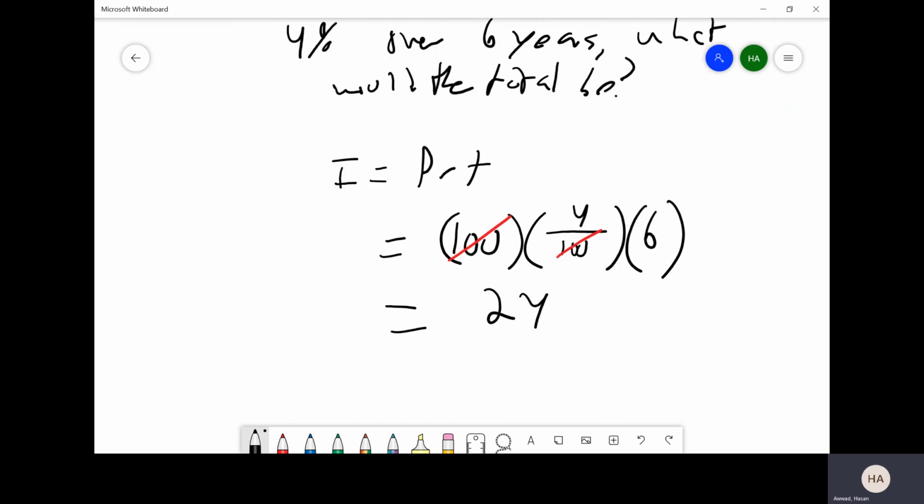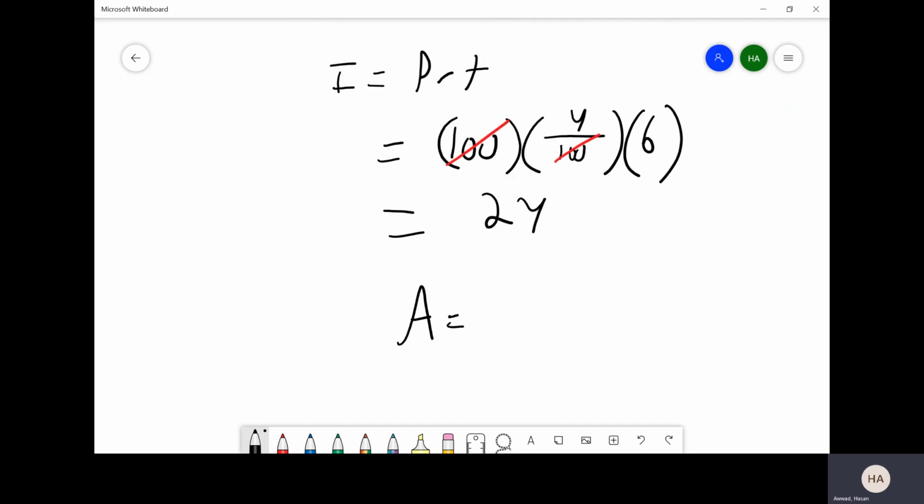And now to figure out the total, all you're doing is you take your interest and you add it to the amount that you started with. So A, which is your total, is equal to P, which is the amount that you started with, plus I, which is your interest. So your total is equal to 100 plus 24, which is 124. So that's it. That's simple interest.